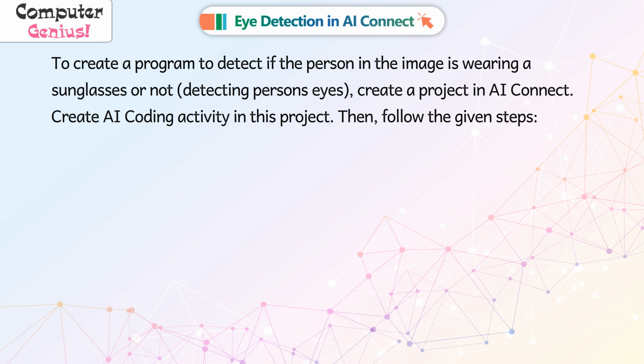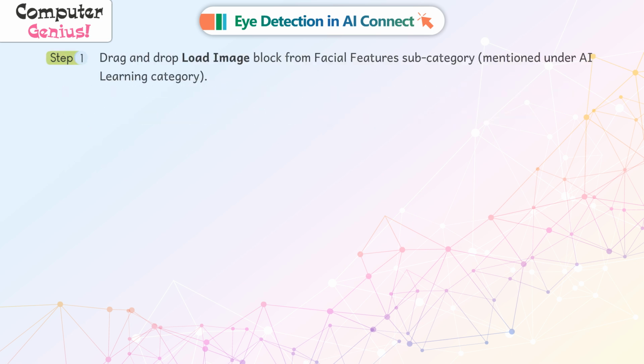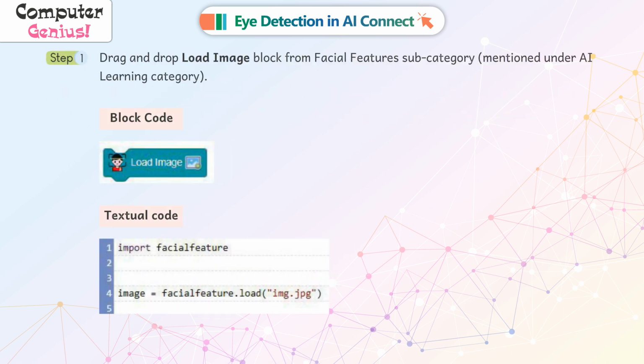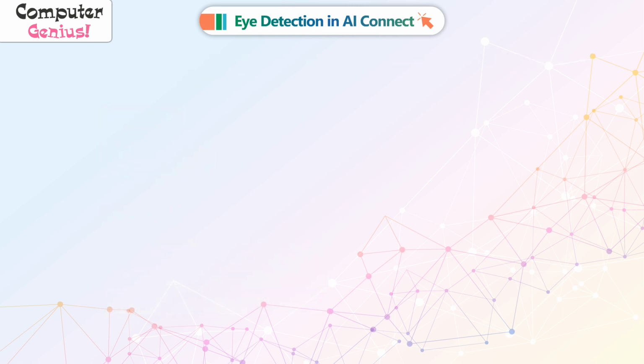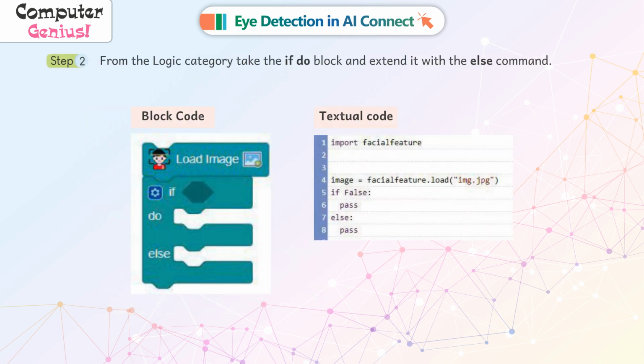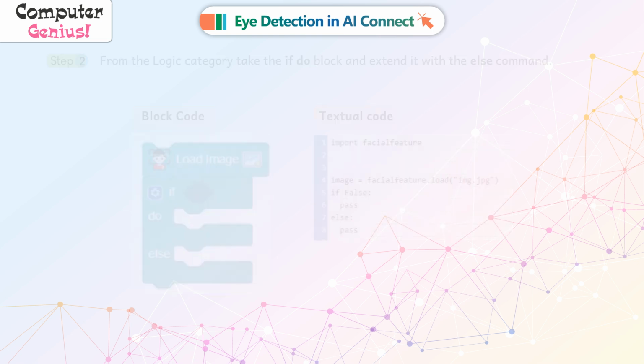Then follow the given steps. Step 1. Drag and drop the load image block from the facial features subcategory mentioned under the AI learning category. Step 2. From the logic category, take the if-do block and extend it with the else command.